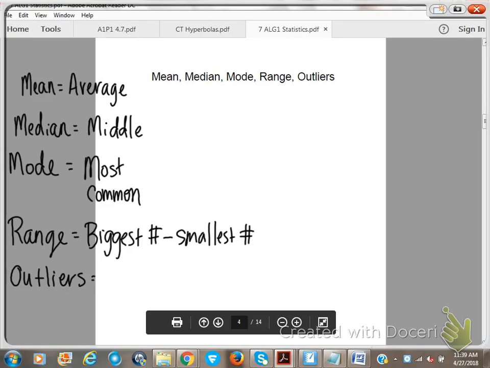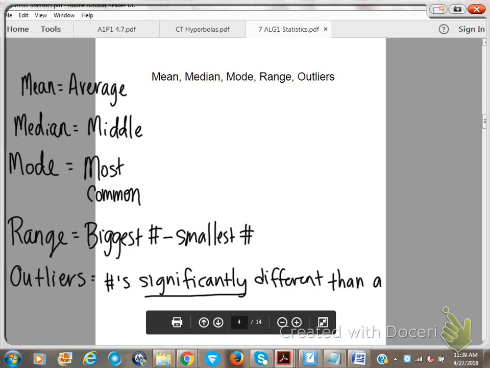How about outliers? The least common numbers? You're both not wrong. It's the numbers that are significantly different than everything else. So if you had like a 2, 3, 4, and 200, that would be an outlier, yes. The numbers that are significantly different than the others. So the black sheep.